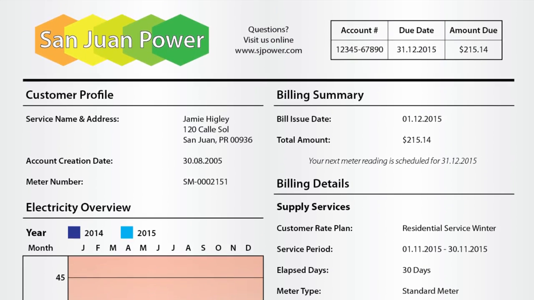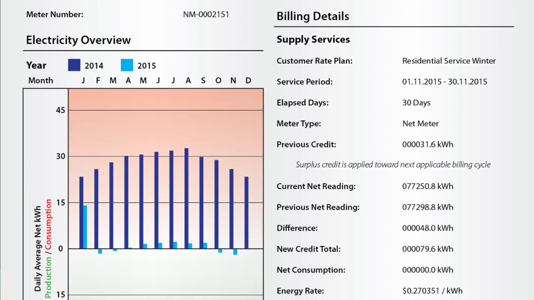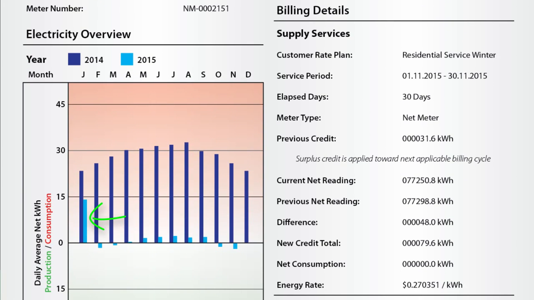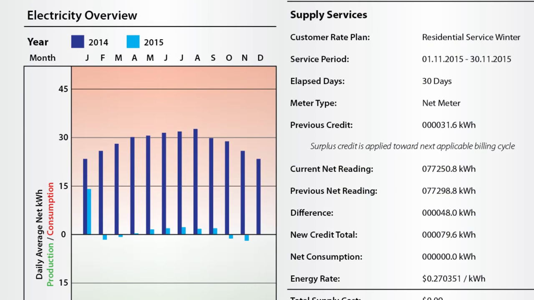Now that we've examined the standard meter bill, let's examine a sample net metering bill, and instead, assume that the customer installed a solar energy system toward the end of January. The electricity overview section now shows daily net energy levels by month. Compared to the previous year, total consumption is much lower, since production offsets the grid energy requirement. By October, total energy production begins to exceed consumption, enough to maintain a net positive in stored energy credits over the lifetime of the customer's solar energy system.